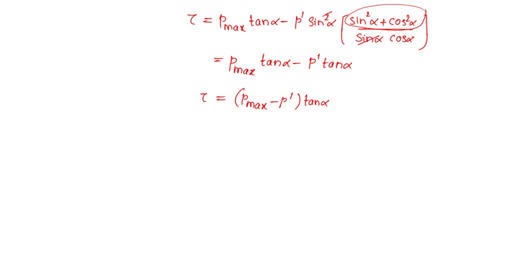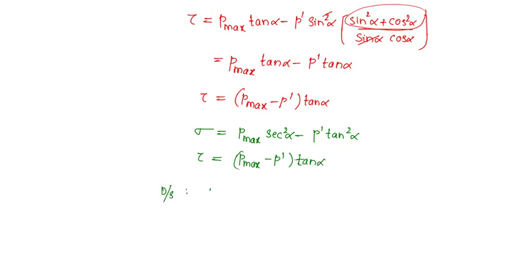So our principal stress sigma is equal to P max into secant square alpha minus P dash into tan square alpha, and tau, the shear stress, is P max minus P dash into tan alpha. If downstream side water is absent, then P dash will be equal to 0. Then principal stress will be P max secant square alpha and shear stress will be P max tan alpha, if there is no water on the downstream side.